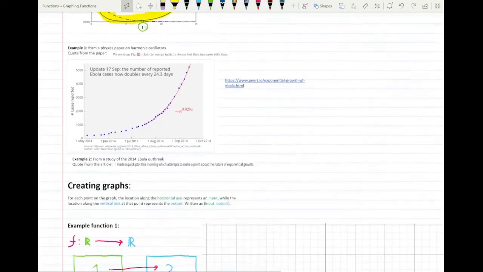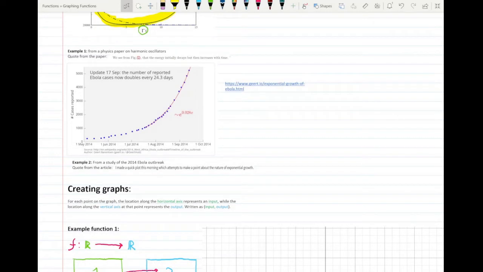Another example is this graph that I lifted from an article about the 2014 Ebola outbreak. You can see that the input here is the date, and the output is the number of cases on that date. Looking at the graph, you see that cases shot up quite quickly at an increasing rate, just as the paper described, right? This paper says, "This plot makes a point about the nature of exponential growth that is illustrated by this picture."